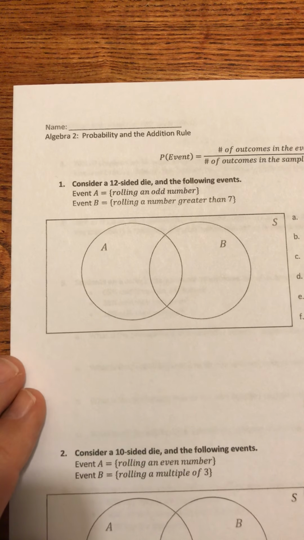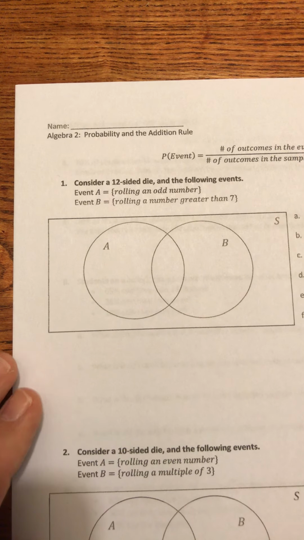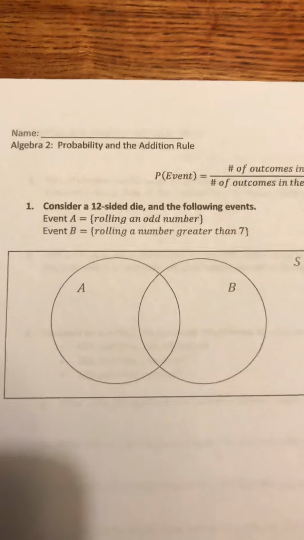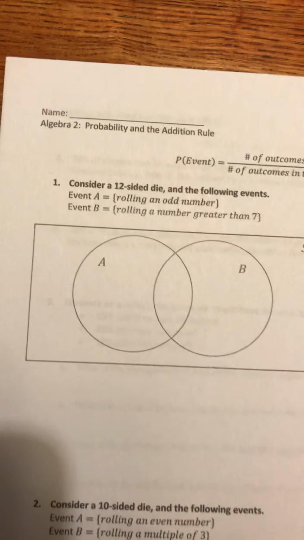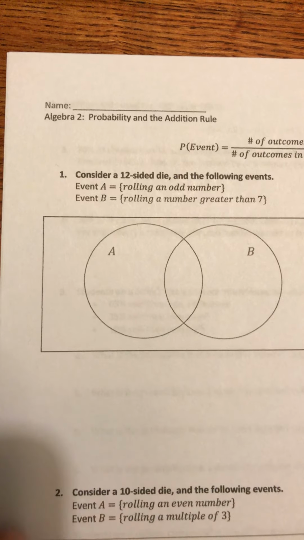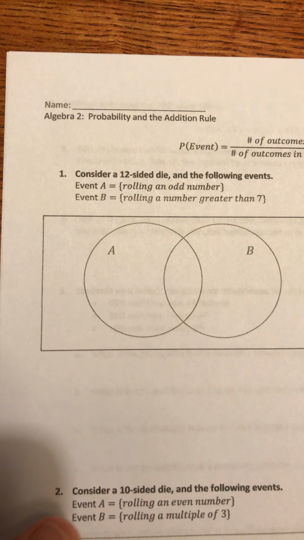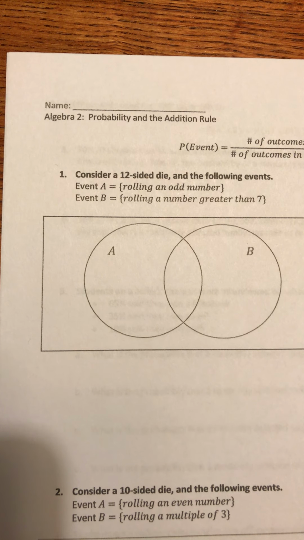All right, today's lesson is on probability and the addition rule. Now, you know more than you think you know about probability. Very simple example. What's the probability of rolling a 2 on a 6-sided die? Well, there's only one 2, so it's 1 out of 6.